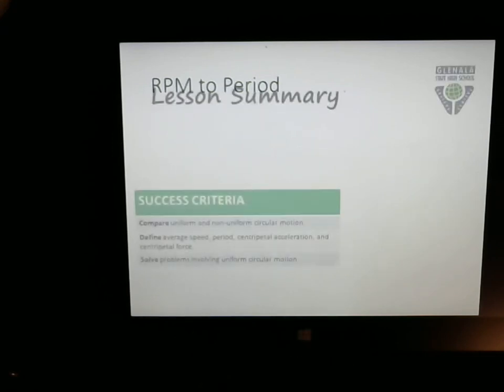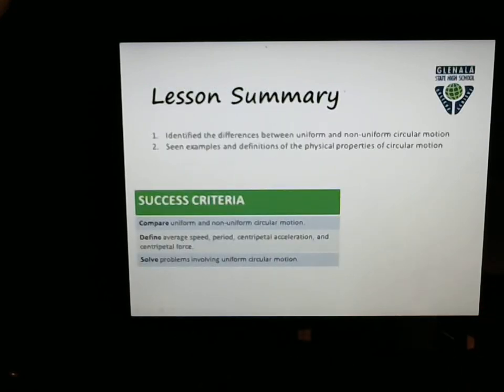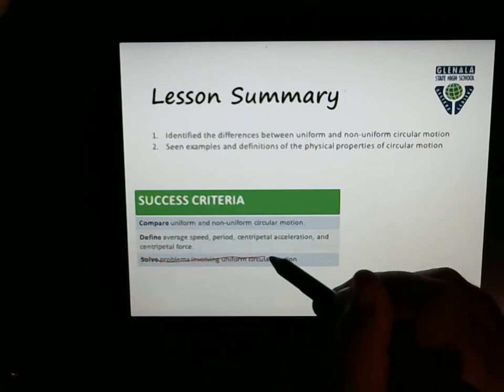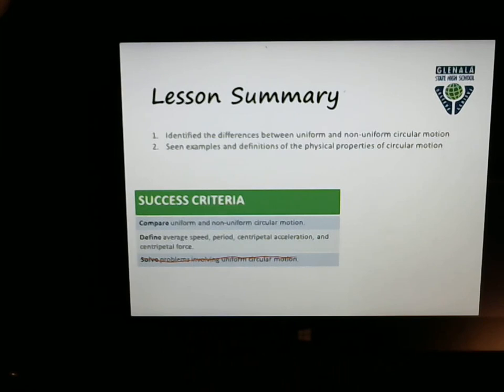So, in this video, we have done the following. We have identified differences between uniform and non-uniform circular motion. And we've seen examples and definitions of the physical properties of circular motion. Now, this third point, solving problems, we haven't done that. We will do that next video. So, in fact, let's cross that out, because we did not do that for this one. So if you can do these two things, you are successful from this video. We'll have a look at some problems next video.